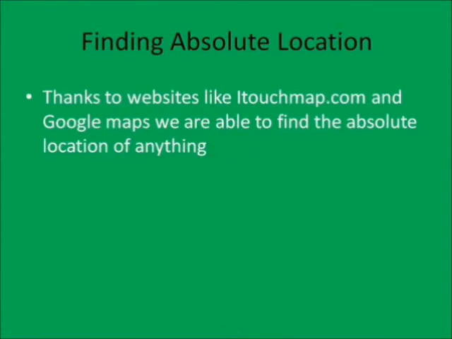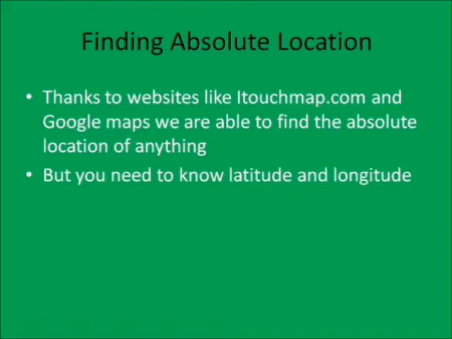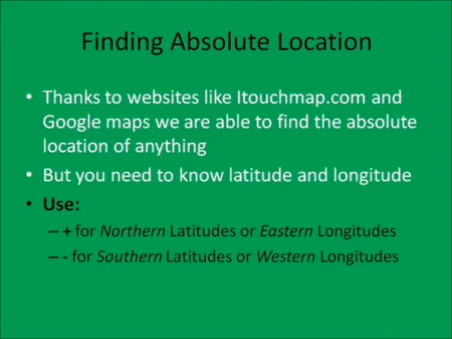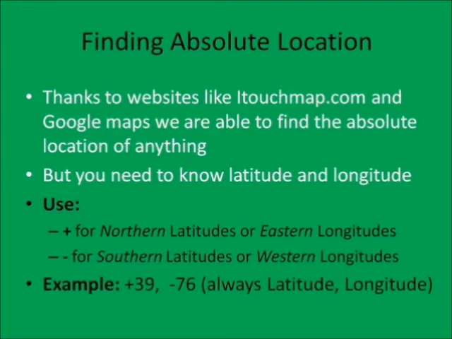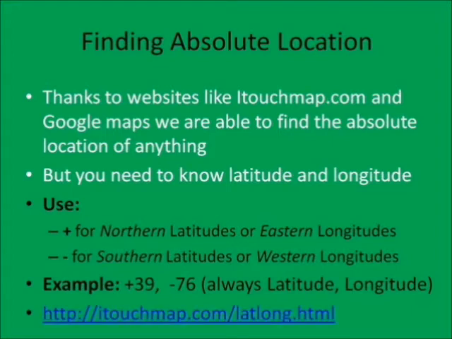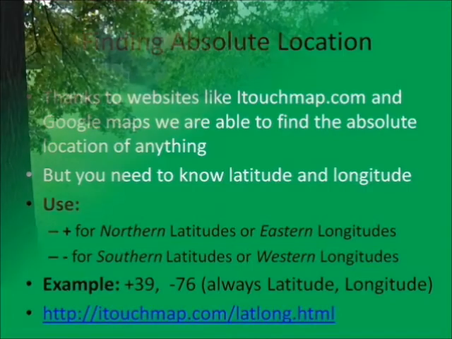Finding absolute location isn't as hard as it once was. Now you have websites like itouchmap.com and Google Maps to really find anything you want, but you need to know latitude and longitude. For this experiment, you guys are going to use plus signs for northern latitudes and eastern longitudes, negative signs for southern latitudes and western longitudes. For example, what you're looking at here, positive 39 comma minus 76 is a coordinate pair. Now go to itouchmap.com and try it out.